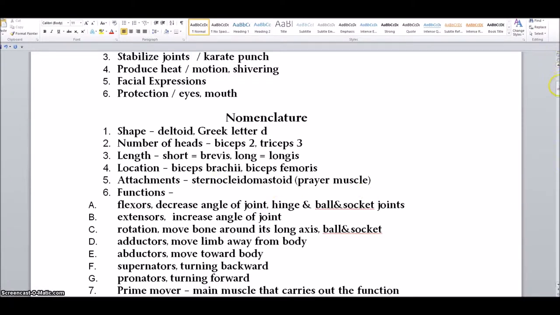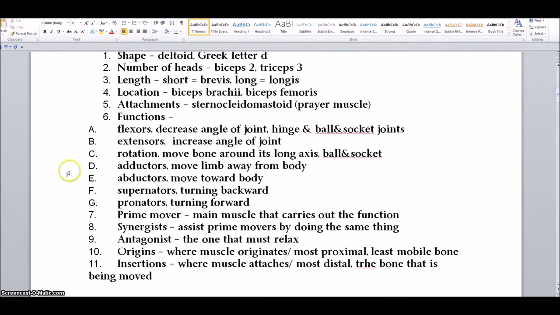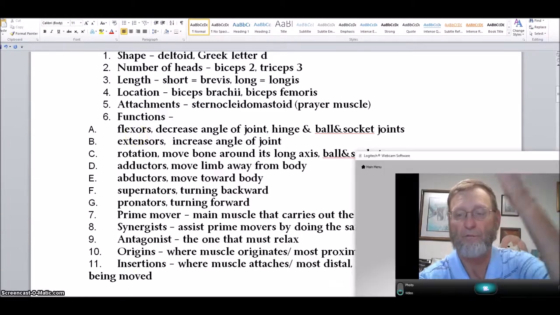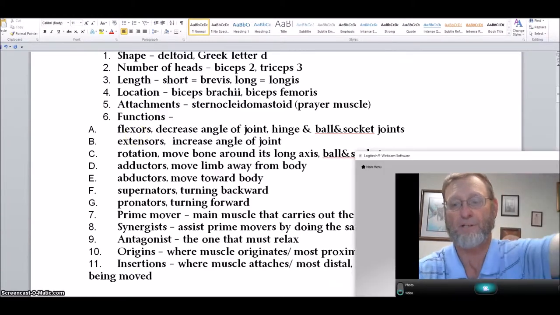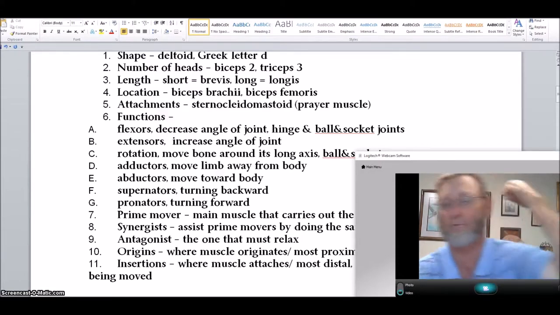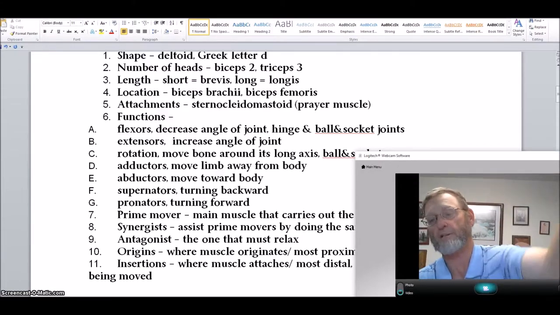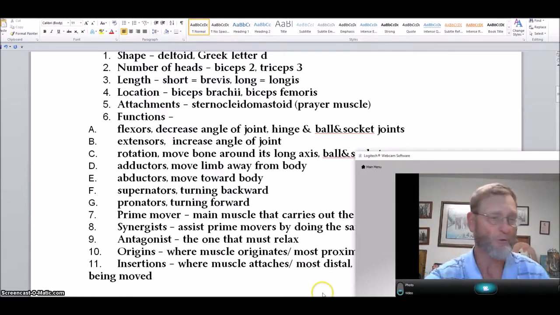So, muscles are also classified as to what they do functionally, whether they're a flexor or an extensor. Do they flex your arm or do they extend your arm? Flexing, extending, whether it's your arm or leg or whatever their limb is.